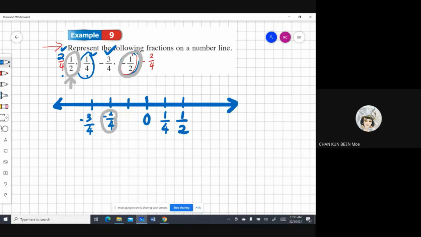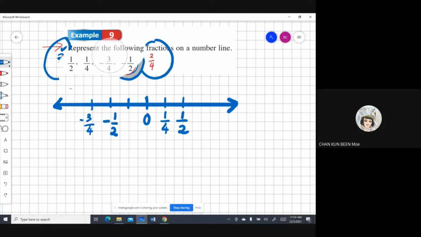And then for this one, I'm going to replace it with this. Negative 1 over 2. Very good. This is negative 1 over 2. So you all understand the calculation, we are not going to use the calculation to represent the number on the number line, but then we have to use the one that is given in the question.